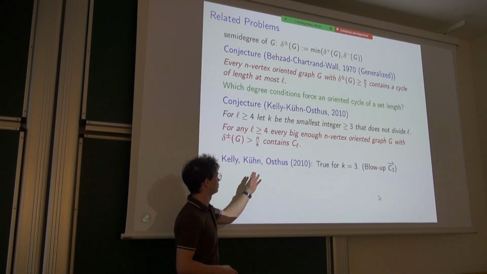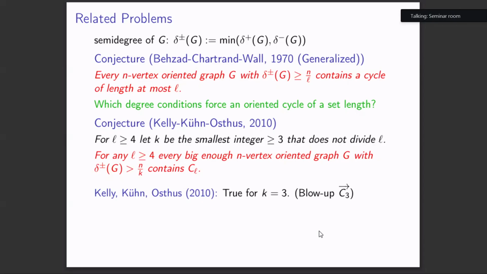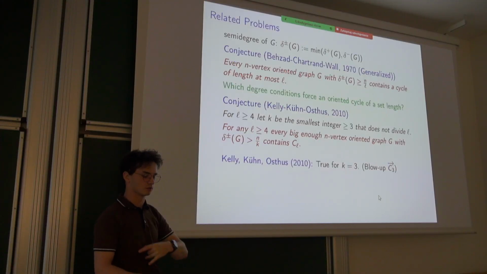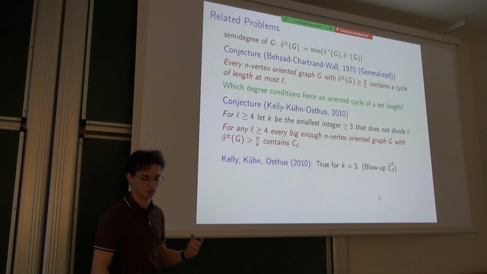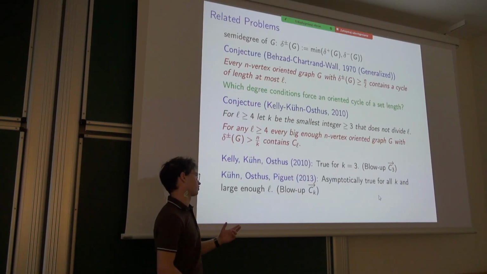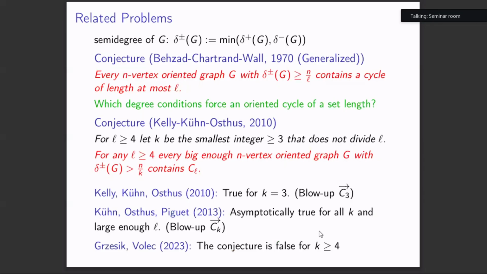Okay, and they have proven this is true for K equal 3. So if L is divisible by 3, they showed that a blow-up of C3 is in fact the extremal construction. Everything greater than n by 3 in semi-degree would force an existence of CL. It's also asymptotically true for all K and large enough L, asymptotically meaning that there is a lower order of magnitude error in n in the semi-degree. But in general, this is not true for K greater or equal 4, proven by Grzesik and Volec in 23.